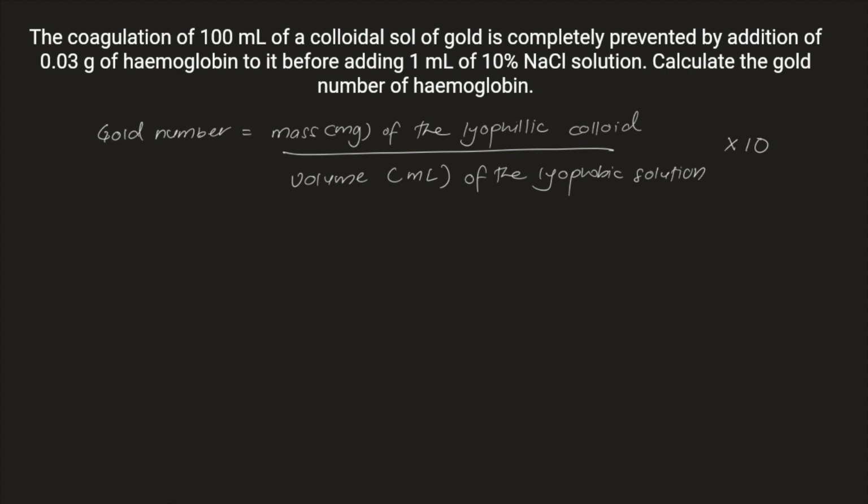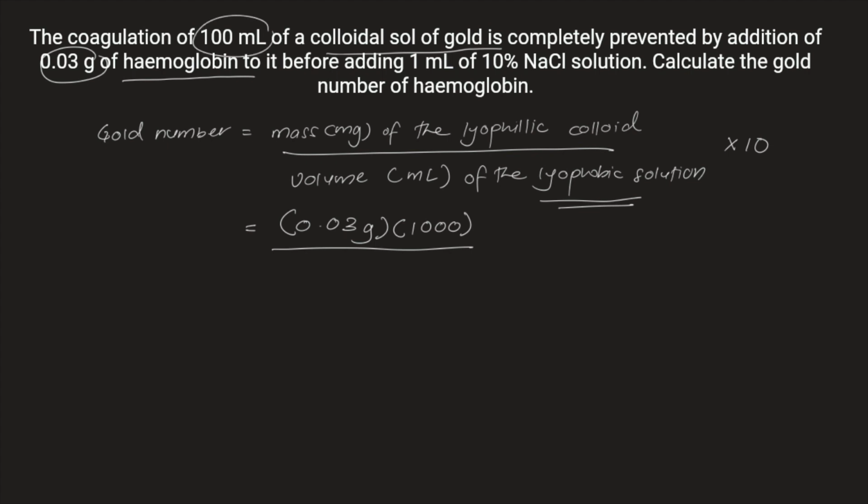Alright, so from the question, you were given the mass of the lyophilic colloid. The lyophilic colloid is the hemoglobin and the mass given to you is 0.03 gram. So you need to convert this into milligram, so you need to times 1000. And then you were told that the colloidal salt of gold is a lyophobic solution. The volume is 1 ml, and indeed you want it in milliliter times 10. So just slash this out, and you will end up with 0.3 gram times 10. So your gold number is equivalent to 3.0. This is the final answer for the first question.